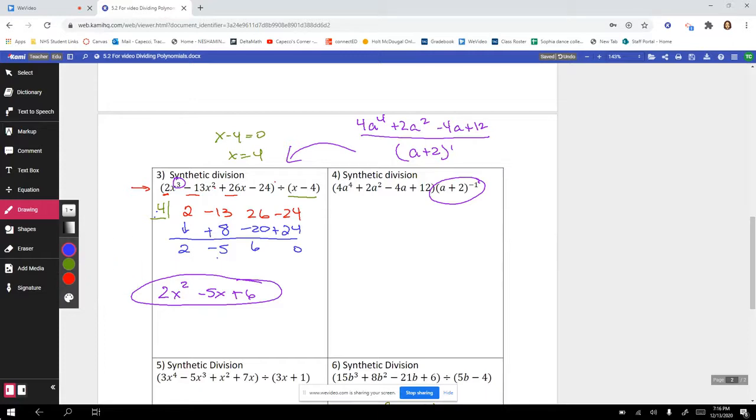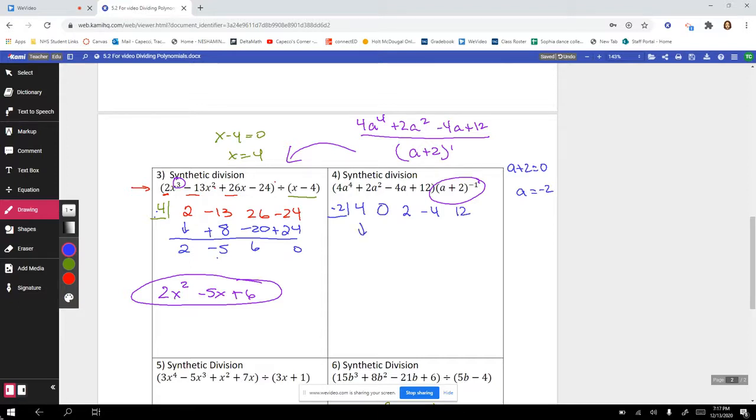All right, so let's get started. We have a plus 2 is equal to 0, so a is equal to negative 2. It's going to be in my little box there. I have 4a to the fourth, so my coefficient is 4. Now I don't have an a to the third, but I do need to keep that placeholder there, so that becomes a 0. And then I have a 2, negative 4, and a positive 12.